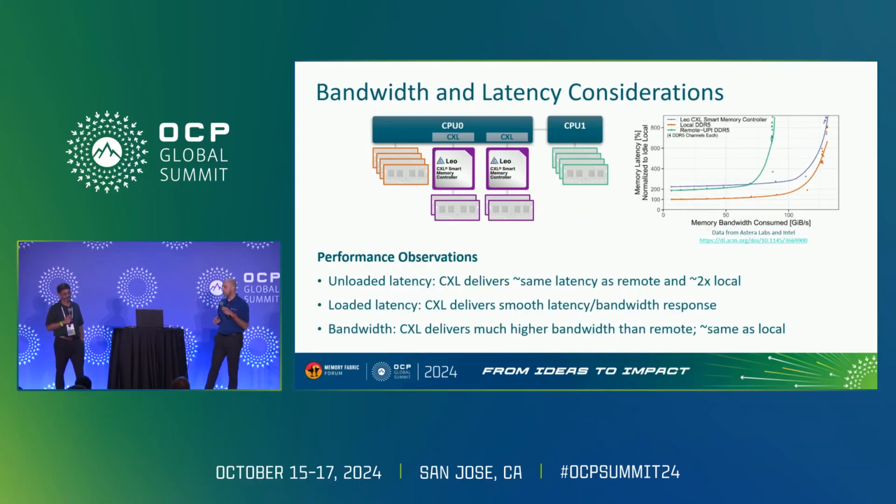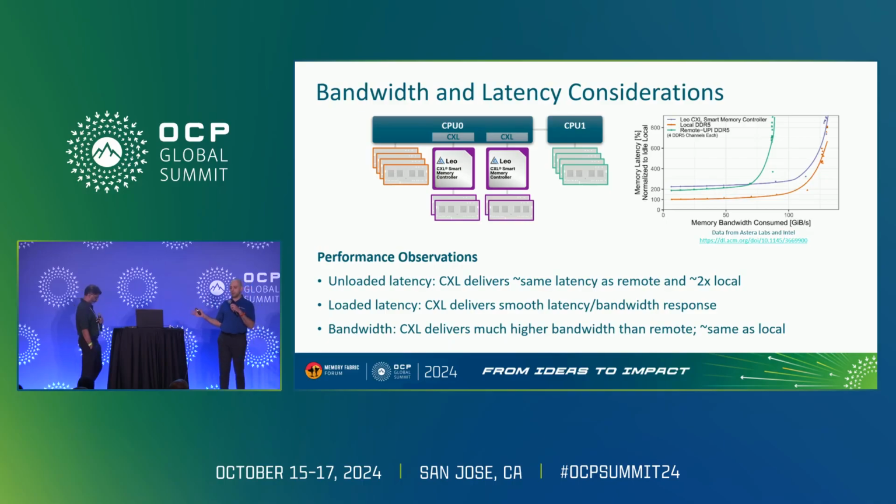So the first conversation when you talk about performance is, well, what's my bandwidth and what's my latency? What we're showcasing here is an apples to apples comparison of 4 DIMMs that are locally attached, 4 DIMMs that are remote attached across a UPI hop, or 4 DIMMs that are attached over CXL, with the orange, green, and purple lines on that diagram. So what are some key observations we made here?